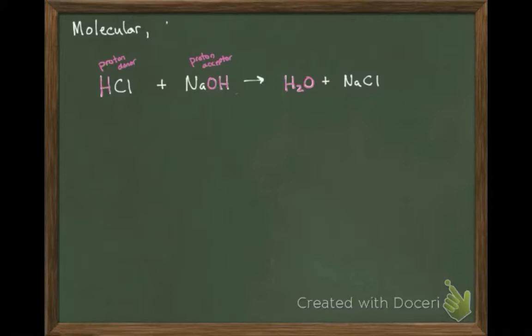So now let's show how to represent these neutralization reactions in different ways. I'm going to call them molecular, ionic, and net ionic equations, the same as we did in the precipitation reactions between salts. In this case, we have already written the molecular form of this acid-base neutralization reaction.